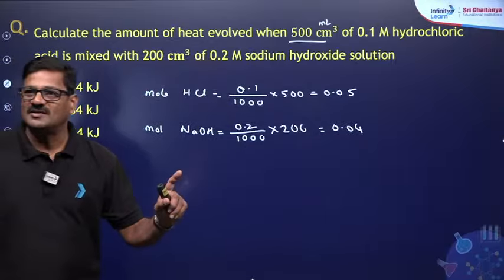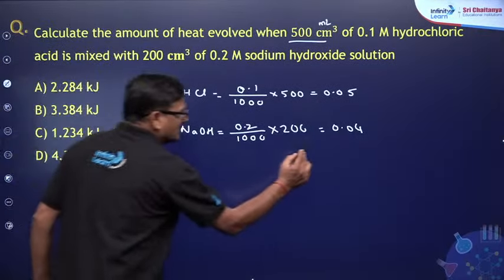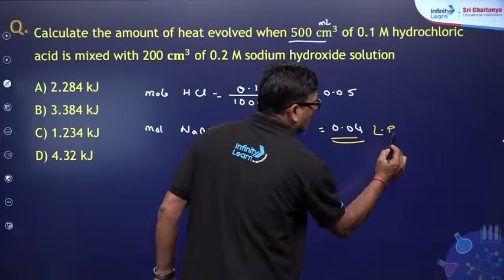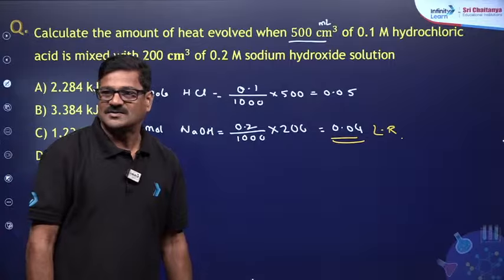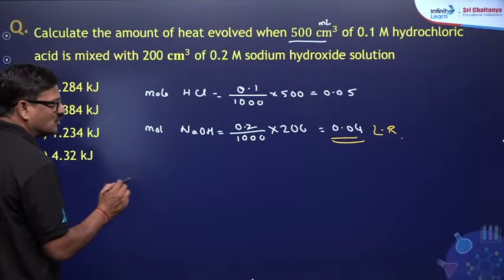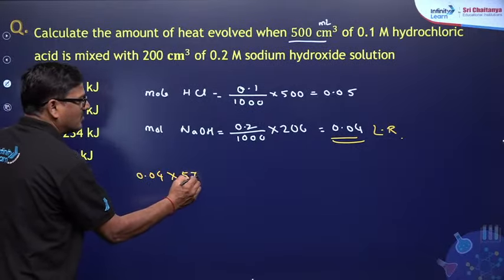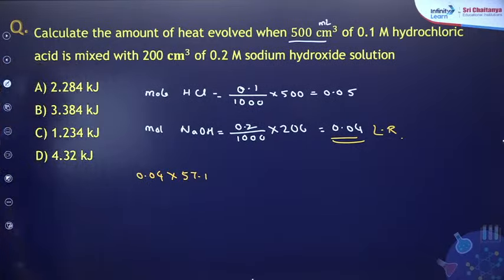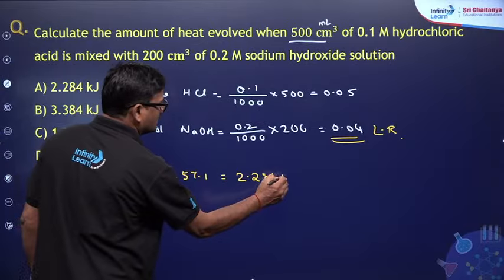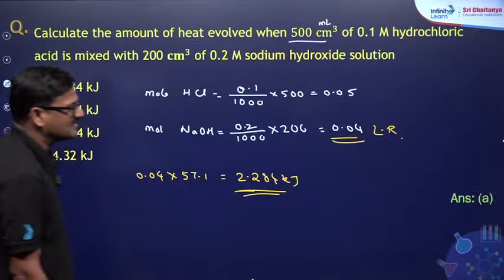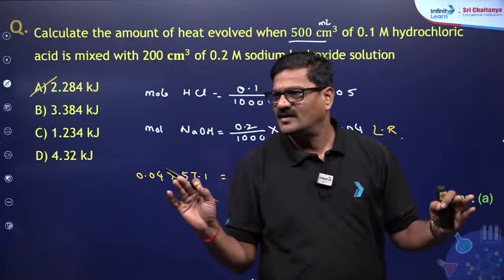So which is going to be the limiting reagent? I would definitely say this is going to be the limiting reagent. The product has to be calculated according to the limiting reagent. So 0.04 into 57.1, you are going to get around 2.284 kilojoule. So the answer for this question is going to be A. So this is the simplest way.